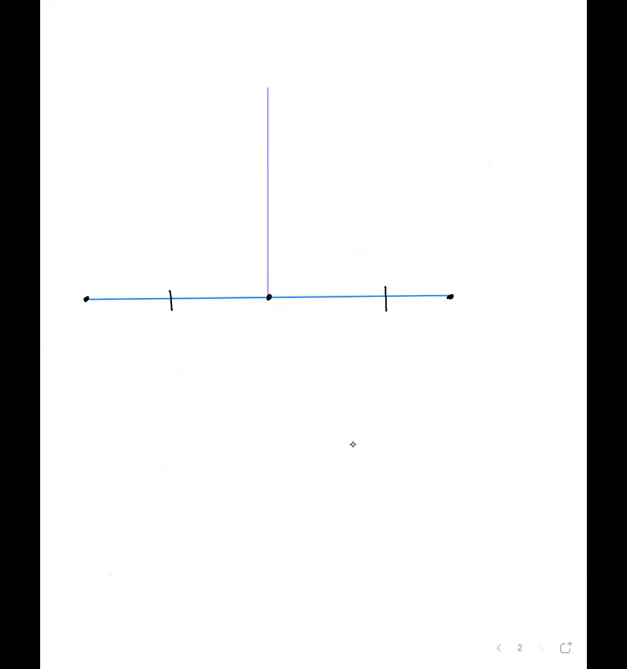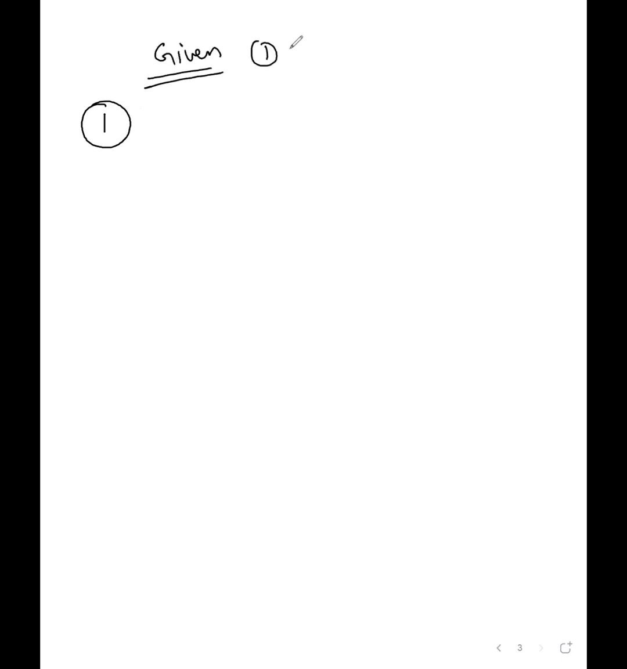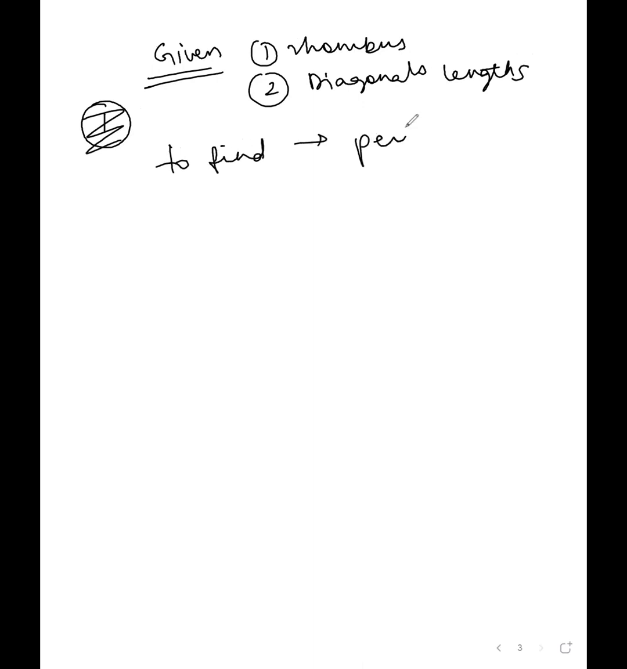Yeah. So you have to go step by step. What was the first step, Hiba? What was the first step that we did in our question? The only thing that was given in the question. So in the question, the only thing that was given was the number 1, that it is a rhombus. Number 2, the length of the diagonals was given. We were asked to find the perimeter. What was the first step that we did?